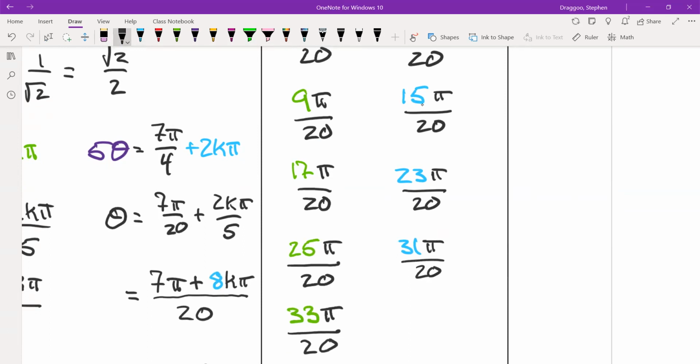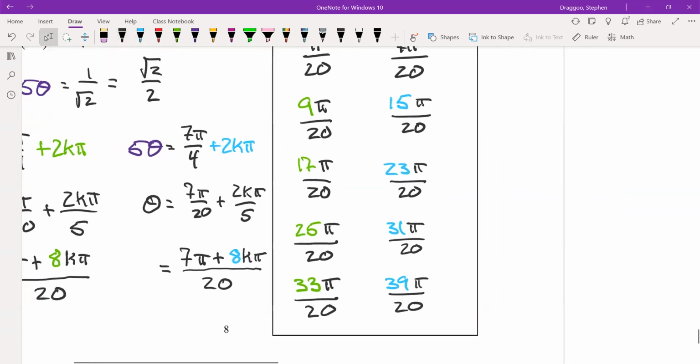And one last time to get 39 pi over 20. And then just notice if I added one more, I'd be over 40, which means I'd be beyond 2 pi. So I don't need any more of those answers. All right, and that's the end of the review.